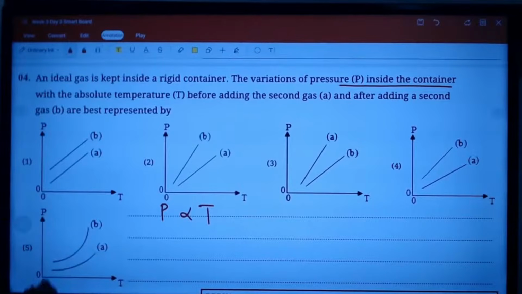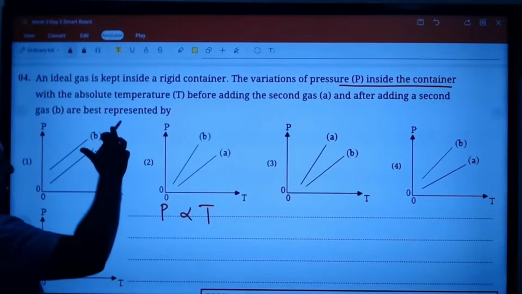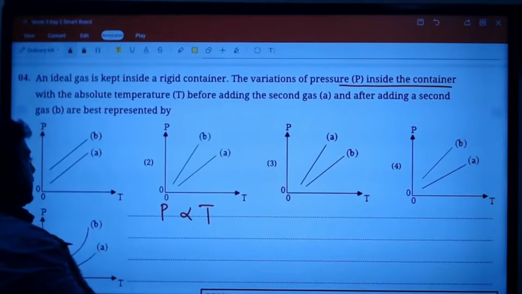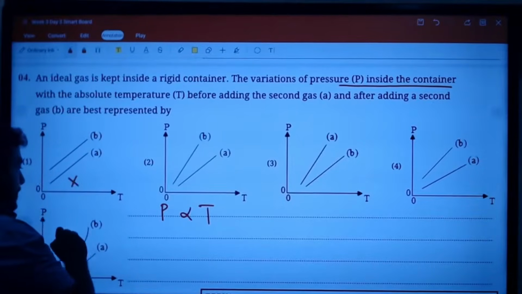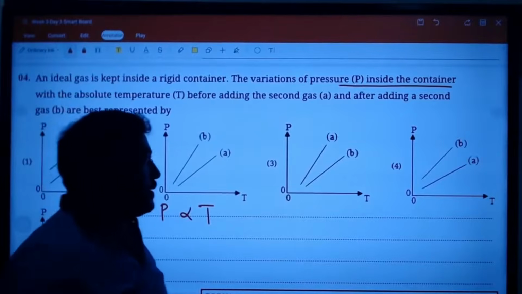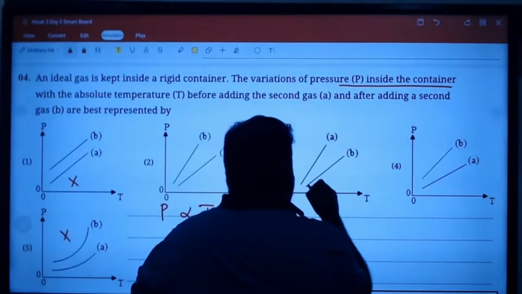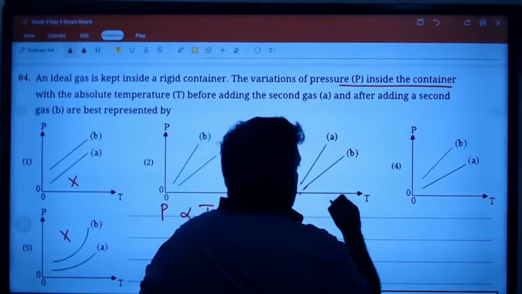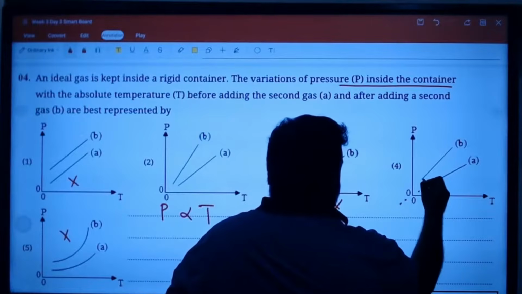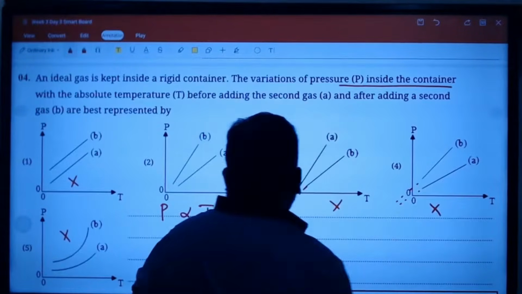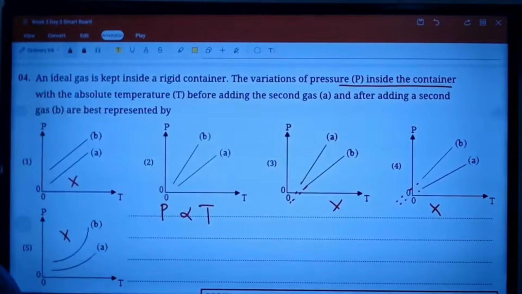Now it can't be like this. Finally, the total gas should obey the ideal gas equation. So this is wrong, this is wrong. If you extend this, this is also wrong. Extend one will go, one won't go, this is also wrong. So most probably this is your answer.